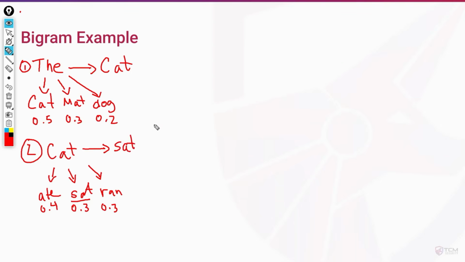That's step 2. Now let's come up here and do step 3 again. We'll say sat, and then we'll quickly do the probabilities here. So let's say maybe sat on, I don't know, maybe off.